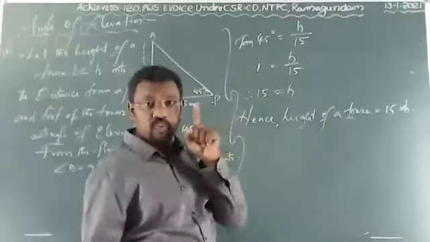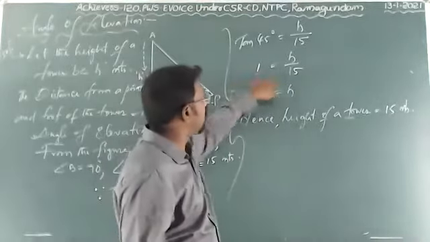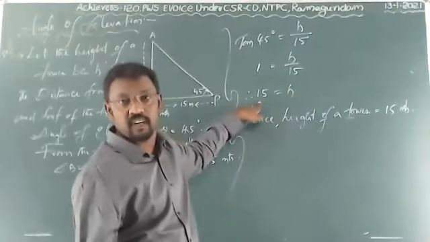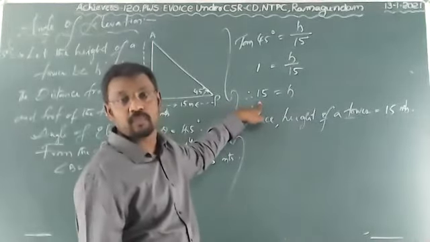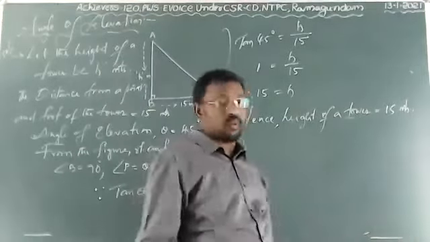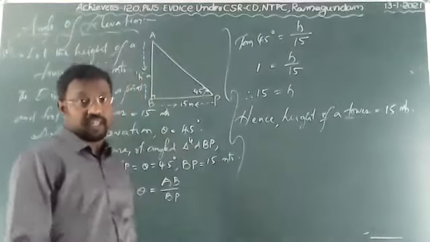Tan 45, the value from the table, is 1. So substituting, 1 is equal to h by 15, so h is equal to 15, which is the height of the tower. Hence, the height of the vertical tower is 15 meters.